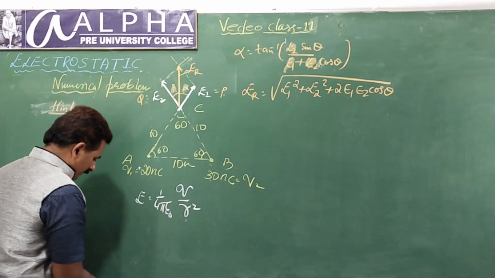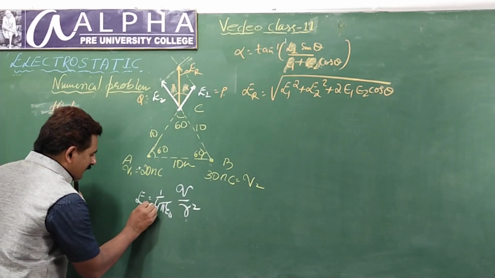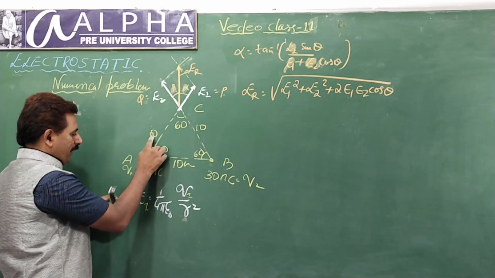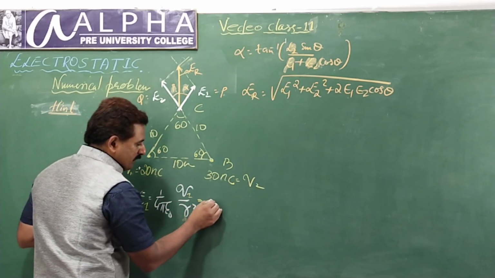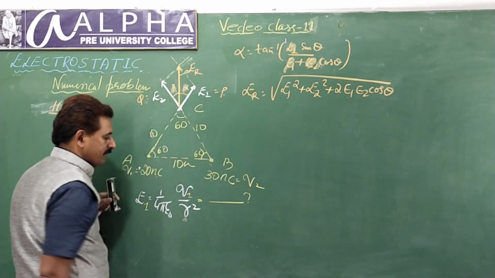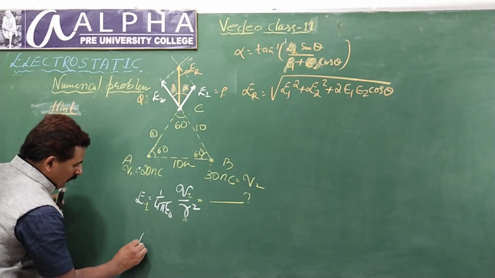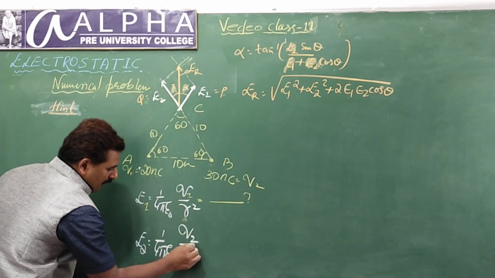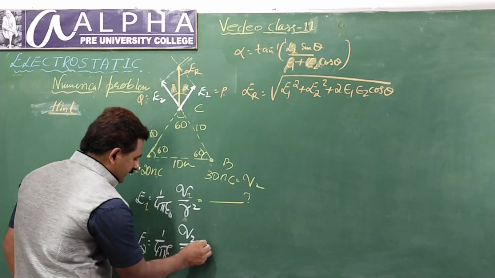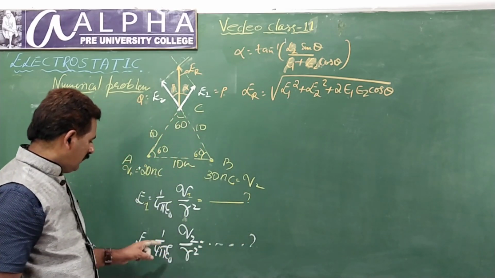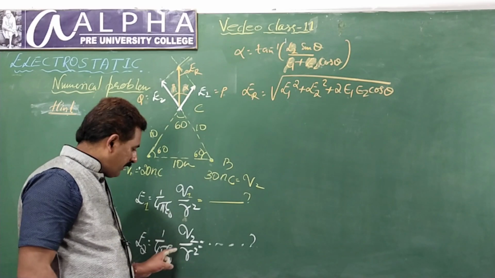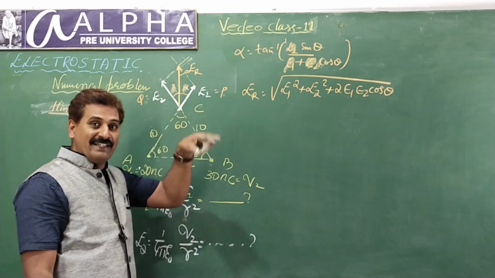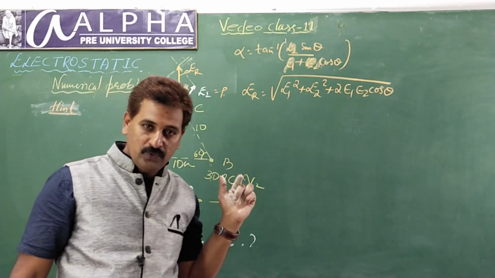What is E1? I write E1 is 1 over 4 pi epsilon 0 Q1 divided by R square. What is R? 10. What is Q1? 20. Write the values and see what you get. Similarly, E2 is 1 over 4 pi epsilon 0 Q2 divided by R square. Numerical value: put 1 by 4 pi epsilon 0 as 9 times 10 power 9, Q2 as 30 times 10 power minus 9; minus and plus 9 cancel. What is R? 10 centimeters, so 10 times 10 power minus 2, whole squared.